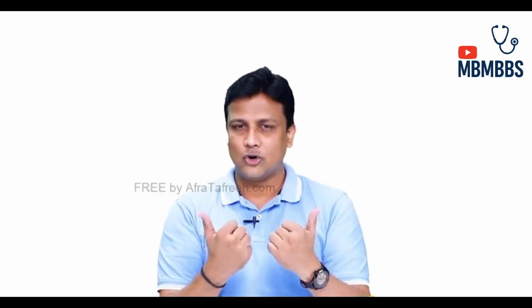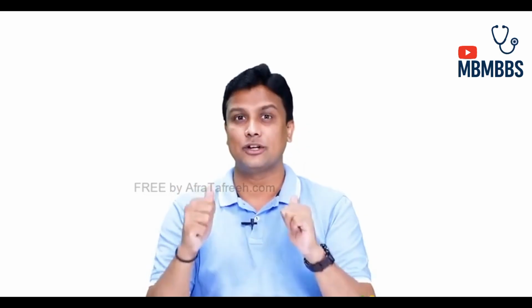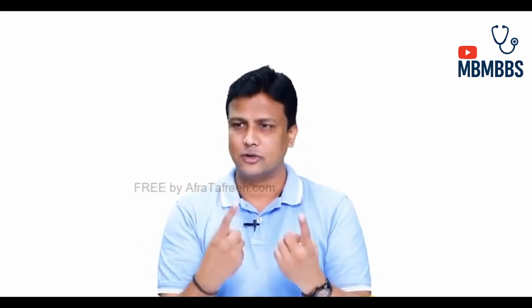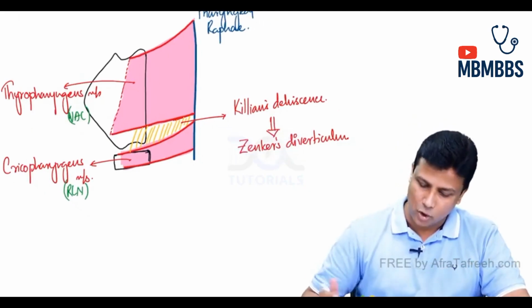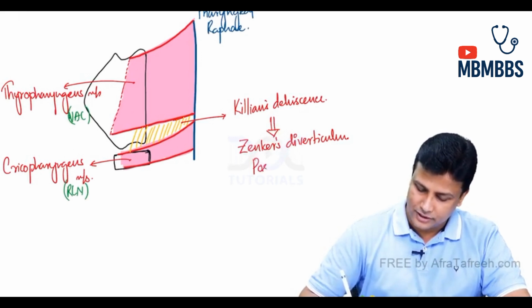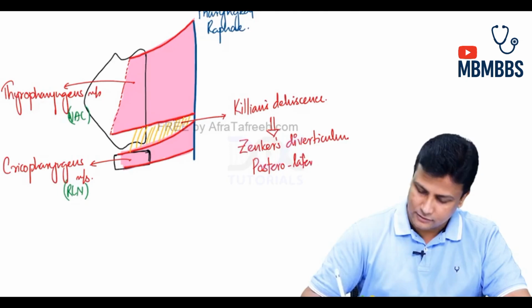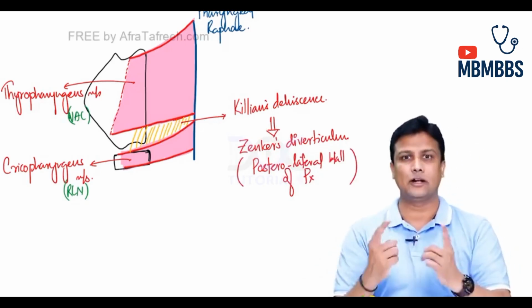So it is completely not at all on the lateral wall of the pharynx. And not only that, it is not completely on the posterior wall of the pharynx either. So it is posterior-lateral because it is taking a turn, right? So therefore, that Zenker's diverticulum will be present on the posterior-lateral wall of the pharynx.